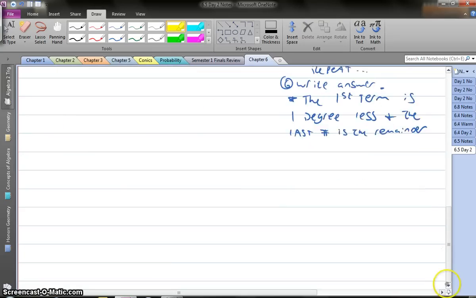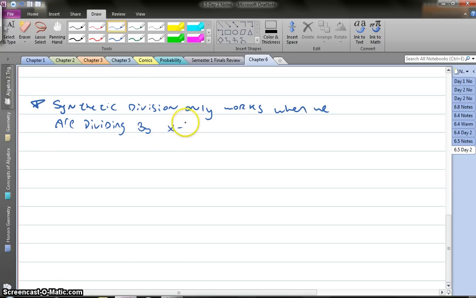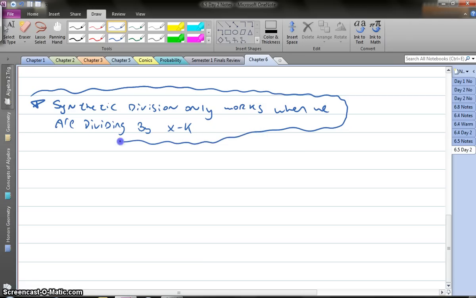All right. So let's try another one. And I want to remind us again, synthetic division only works when we are dividing by x minus k. So sometimes we're still forced to use long division. Let's say if we were dividing by x squared plus 0x minus 6. Synthetic division only works when we're in this form.